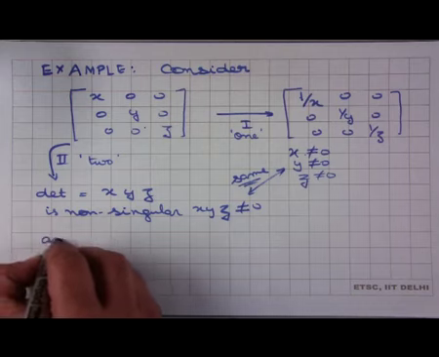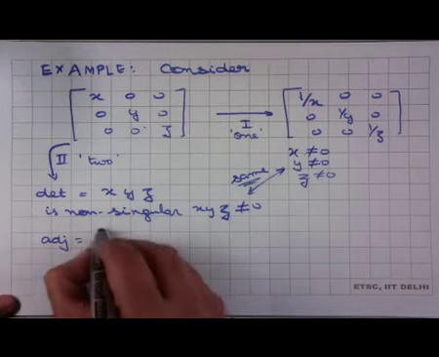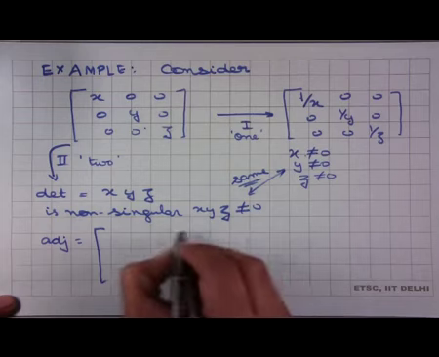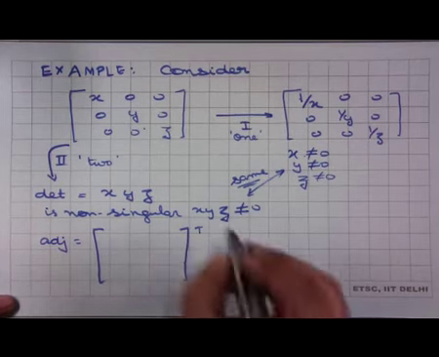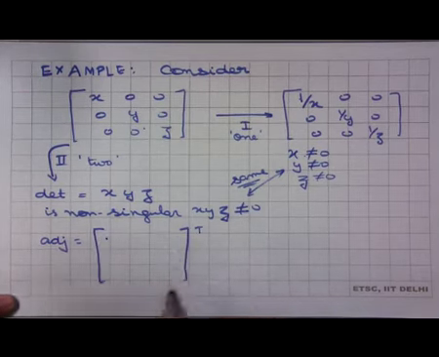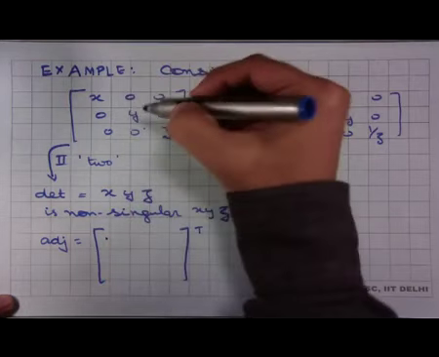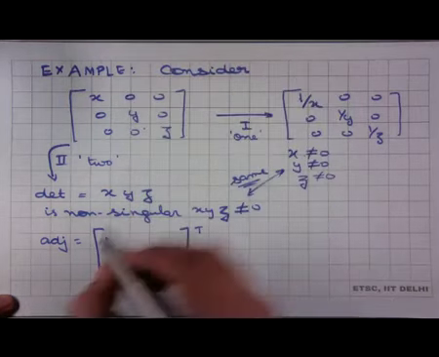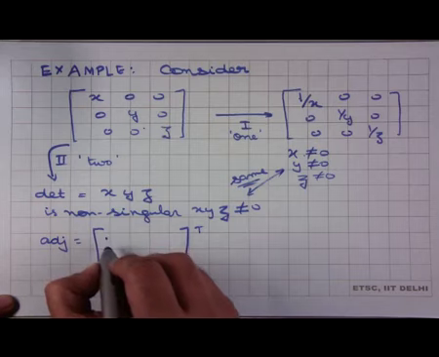Well, what about the adjoint? Can we come up with an adjoint of this matrix? So, it is going to be the transpose of the matrix obtained by replacing each element with its cofactor. So, what is the cofactor of this? It is the determinant of this matrix. So, that is y times z.